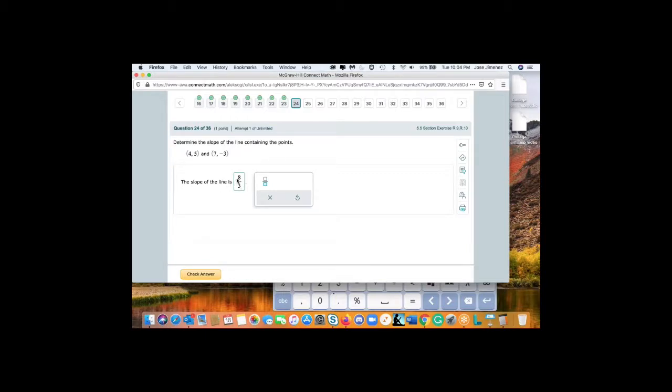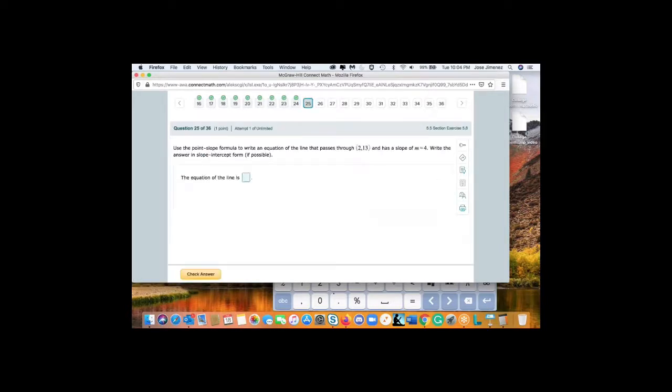It's interesting that when you're moving from 5 to -3, you go to the left side. But if you go from 4 to 7, you go to the right side. So it means the whole thing had to be negative. The slope had to be negative. If you go in the same direction, it's always positive. But if you go in a different direction, the slope is negative.